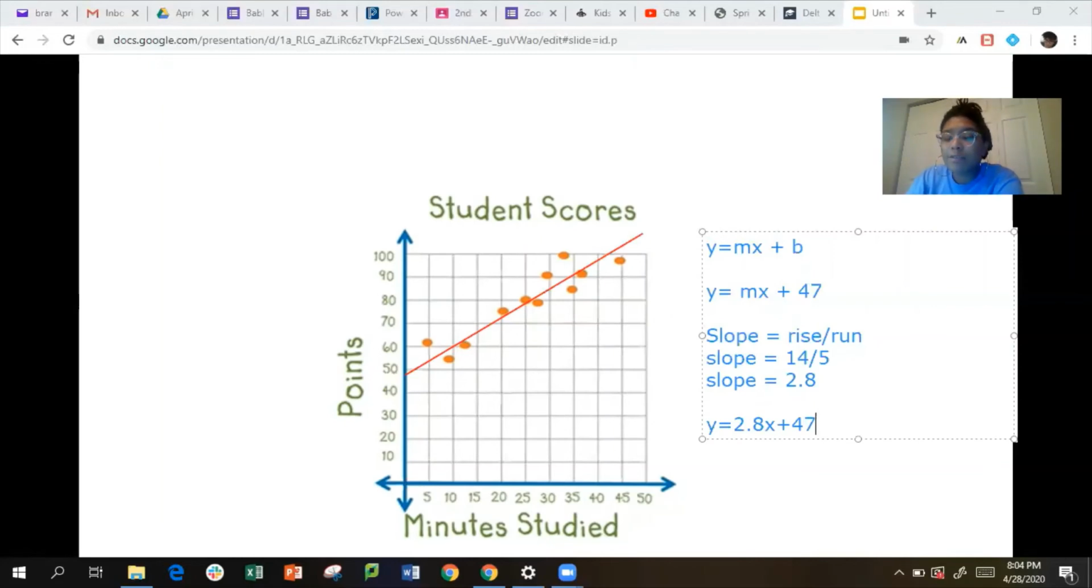So that means for every 2.8 minutes, a scholar is getting about 47 points.